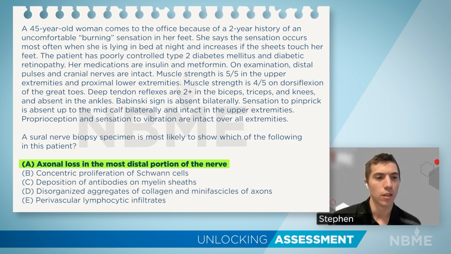For deposition of antibodies on myelin sheaths, to me that sounds like a type 3 hypersensitivity reaction, whereas MS I've learned previously was type 4. Is there a part to it that I'm missing as to if that were talking about MS?